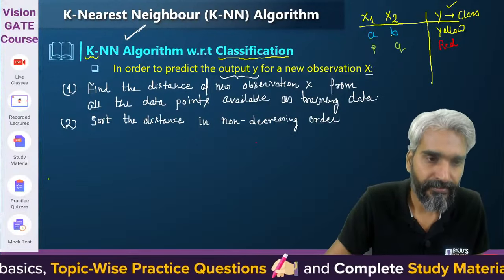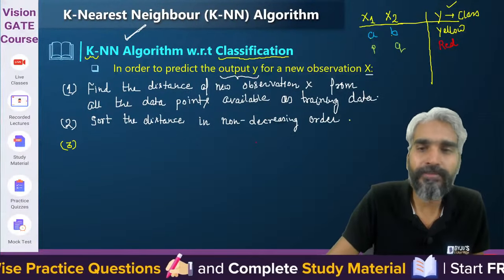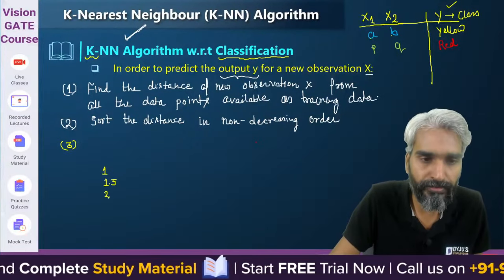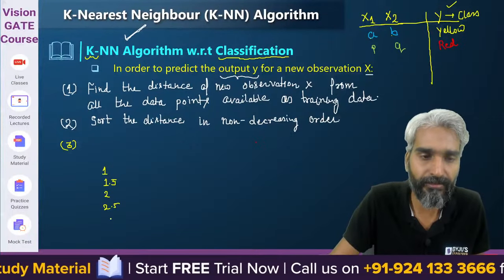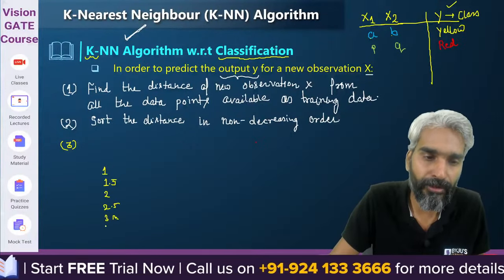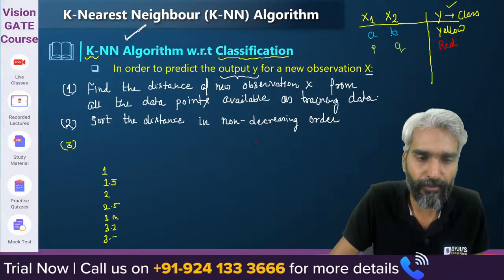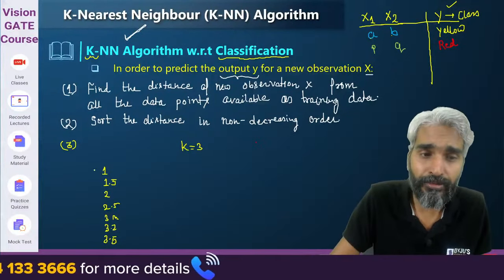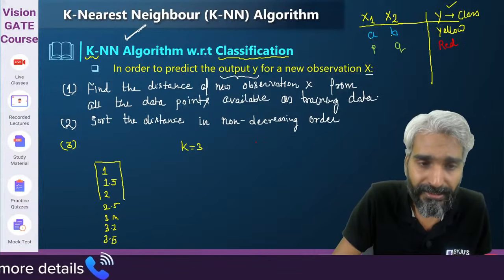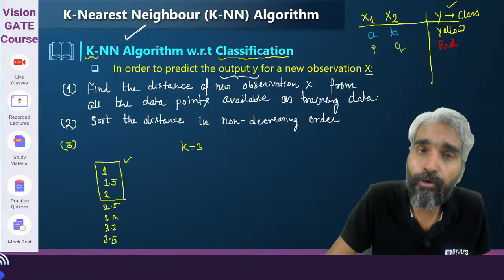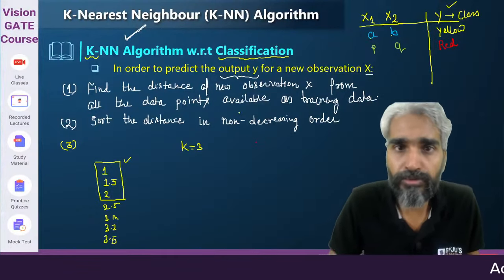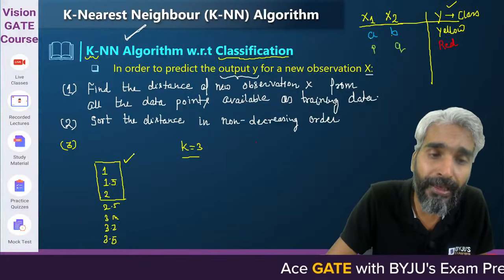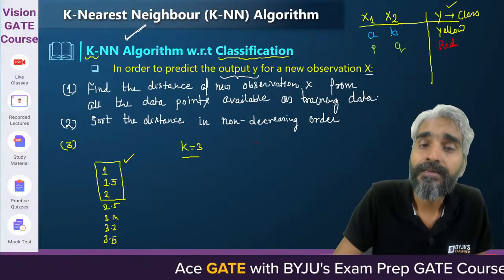Then the third point. Let's assume that the distance of one point is 1 meter, another point is 1.5 meter, another is 2 meter, another is 2.5 meter, another is 3 meter, another is 3.2 meter, another is 3.5 meter. Let's assume the value of k is 3. Then choose the top 3 points which are closest to this new data point. If the value of k is anything, choose the top k points which are closest to this new observation x.